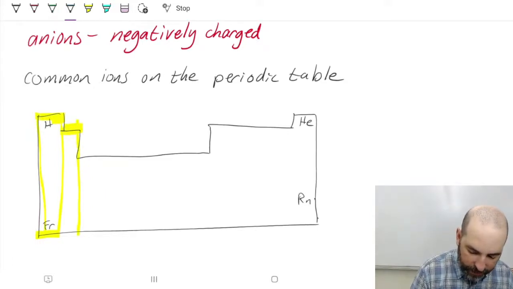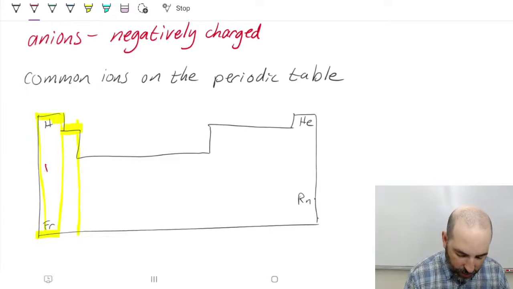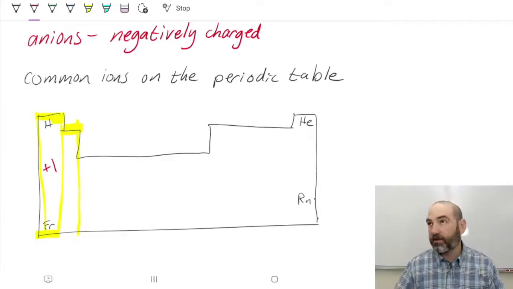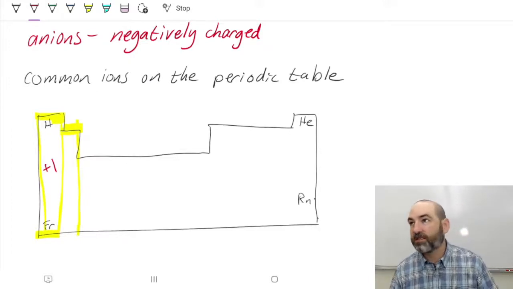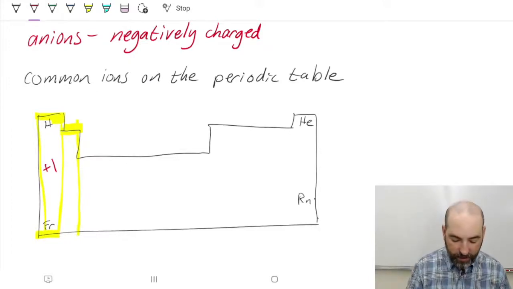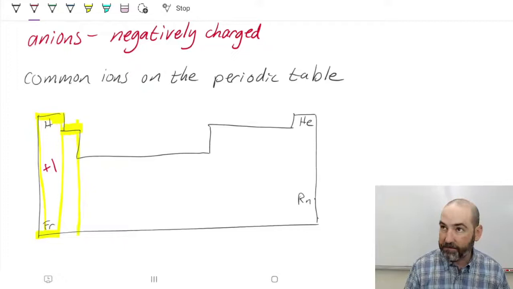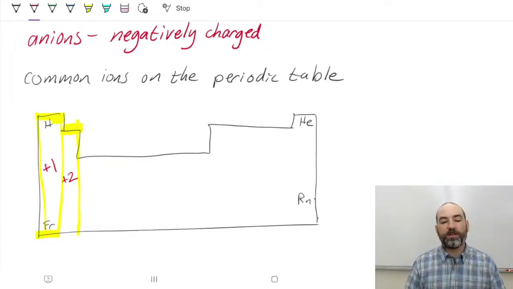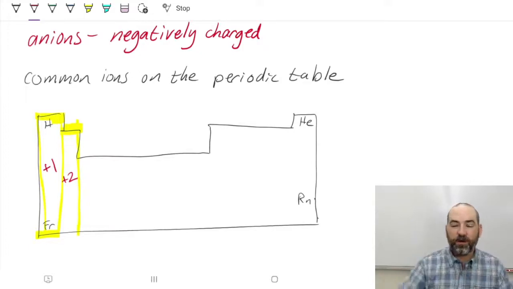All right, so first column, ions are always +1. So everything that you see in that first column of the periodic table, hydrogen, lithium, sodium, potassium, rubidium, cesium, makes a +1 ion. Move over, and we've got a +2. So that's a pretty easy pattern to start with. You start with +1 and then +2.